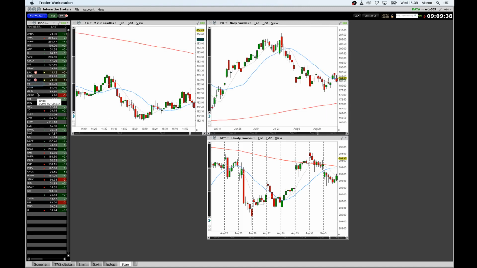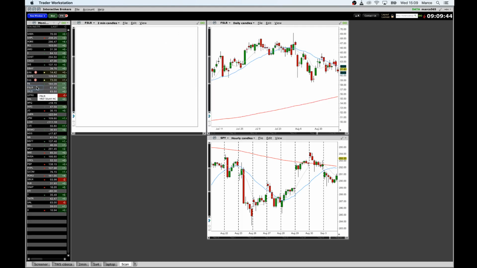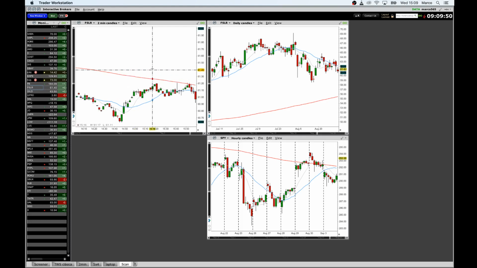Facebook, I don't like it. The Fab 4 are too wide. FSLR, we are gapping above the 200 period, and we have room to the next pivot. So I'm going to put it on my list with 2 stars. FSLR plus Gild.